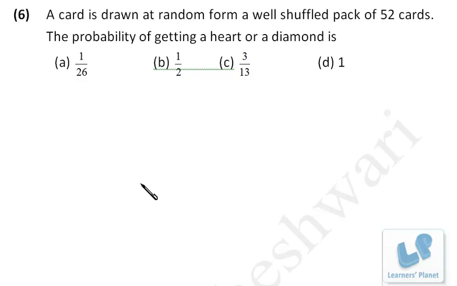Now, a card is drawn at random from a well-shuffled pack of 52 cards. The probability of getting a heart or a diamond. Now, heart plus diamond, in all there are 26 cards. Out of 52 cards, the favorable choice is 26. So the probability is half, as simple as that, right?